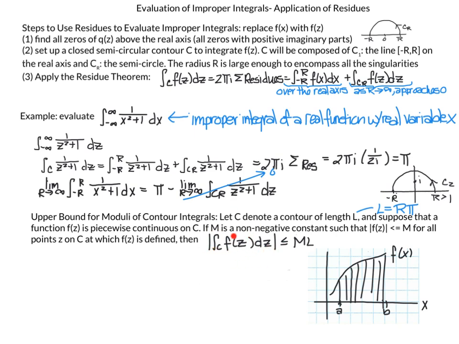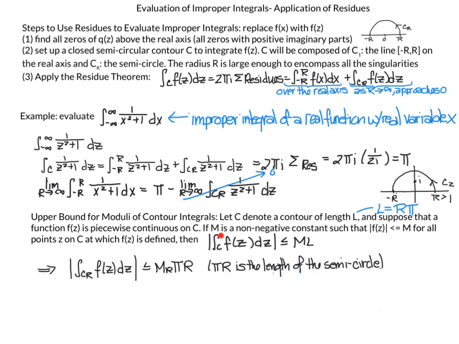Here, we're summing up all the f of z's along a path. And if we know the maximum value of any f of z on this path is equal to M, then we know when we sum up all our values of f of z that that's going to be less than or equal to our maximum value times the length of the curve. And the analogy over here, if we know that this is our maximum value of f of x, when x goes from a to b, then the area under the curve is going to be less than or equal to our maximum f of x times the length of our interval.